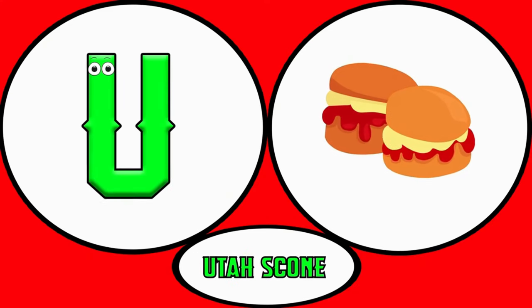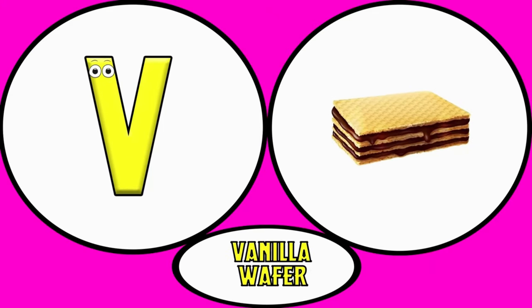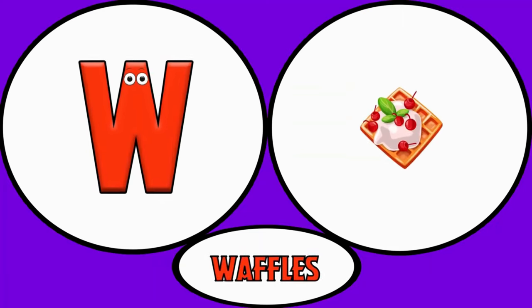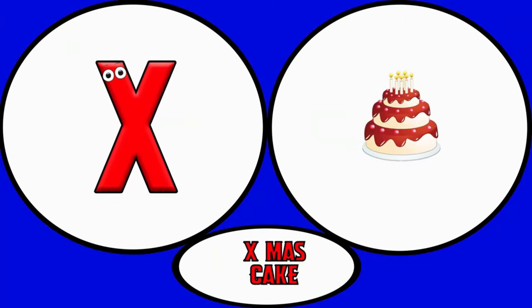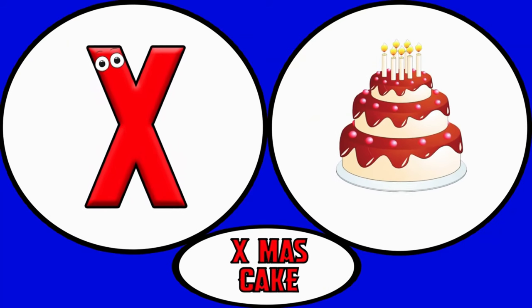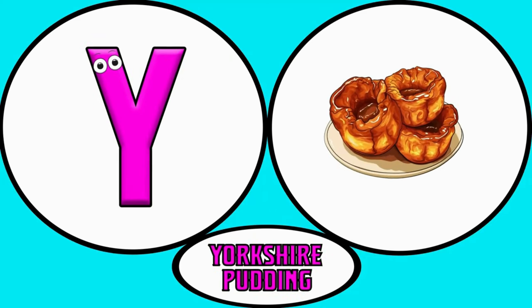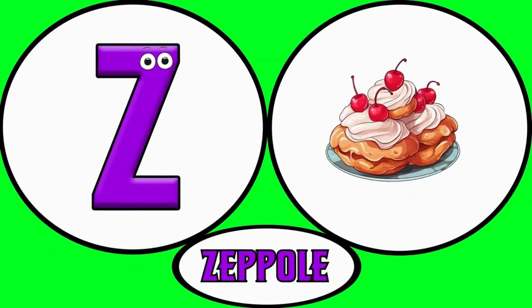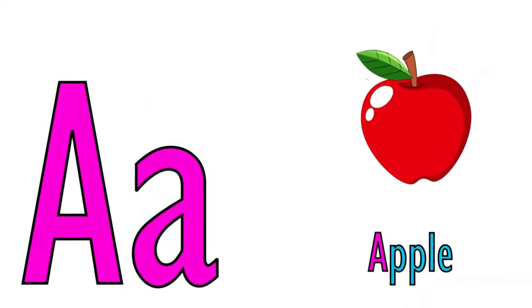U is for Utah scone, Utah scone. V is for vanilla wafer, vanilla wafer. W is for waffles, waffles. X is for Xmas cake, Xmas cake. Y is for Yorkshire pudding, Yorkshire pudding. Z is for Zeppo, Zeppo.